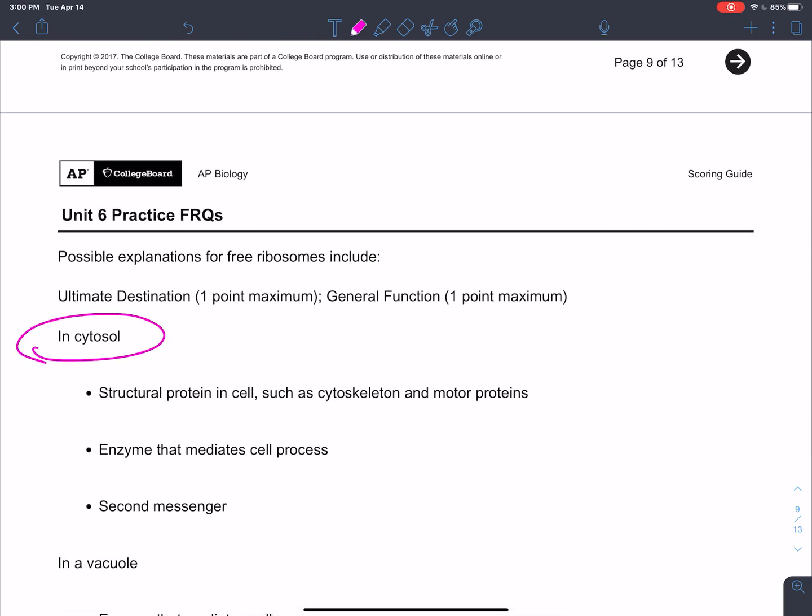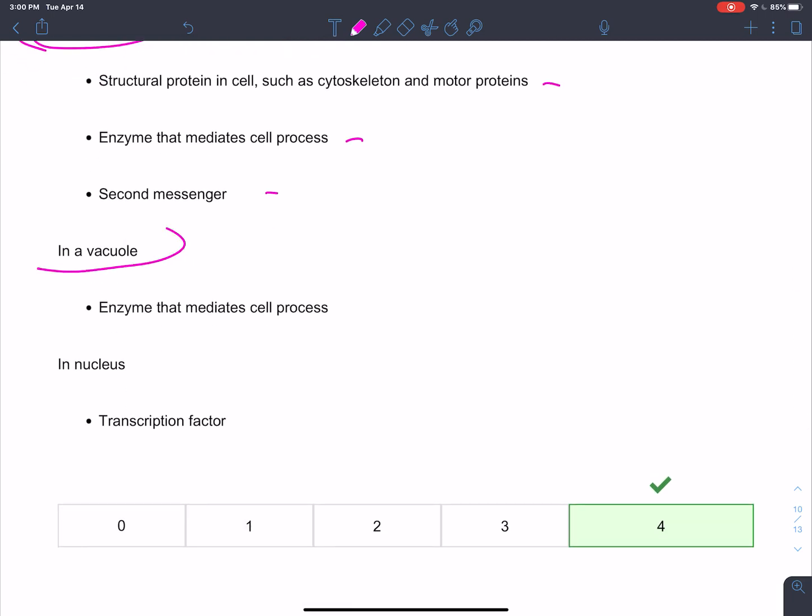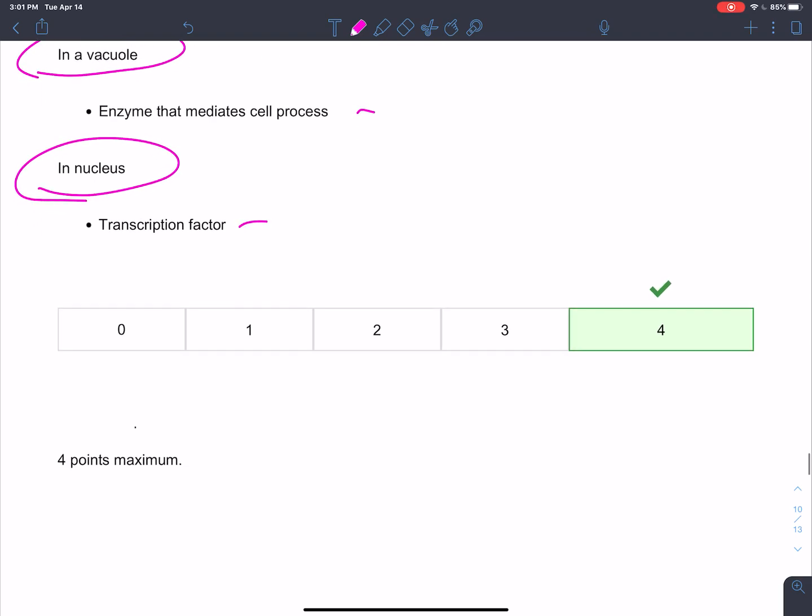If it was in the cytosol, here you go. If it's in a vacuole, here you go. And if it's in the nucleus, here you go. So you got 2 points for each pair for a total of 4.